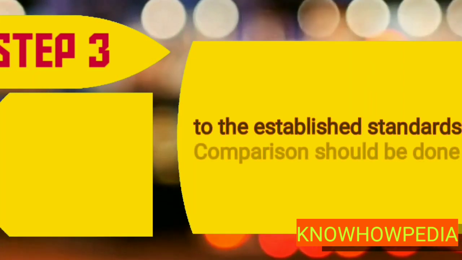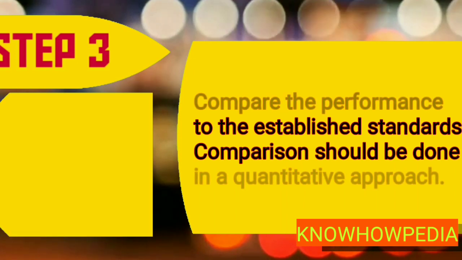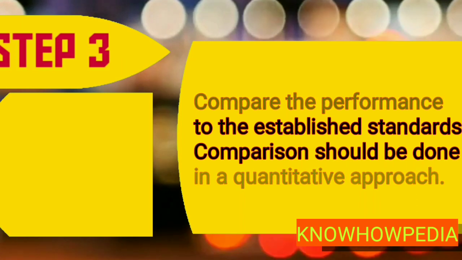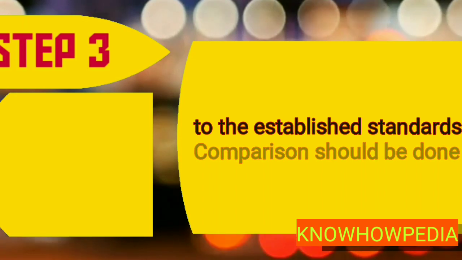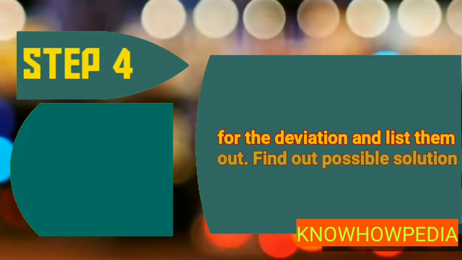The third step of the control process is comparing the performance. Comparing the established standards with the current performance of the organization or the employees, and ensuring that X is the established standards and Y is the actual performance, and we are comparing X with Y, then obviously we are talking about step number 3.